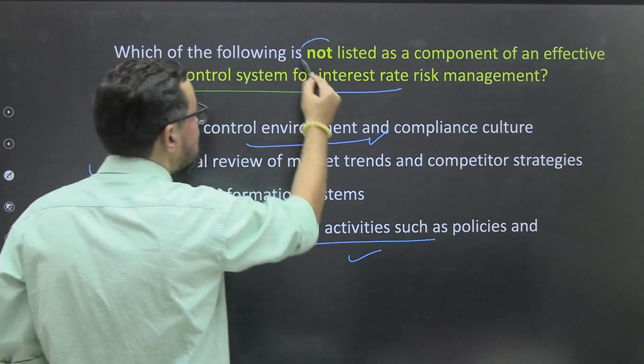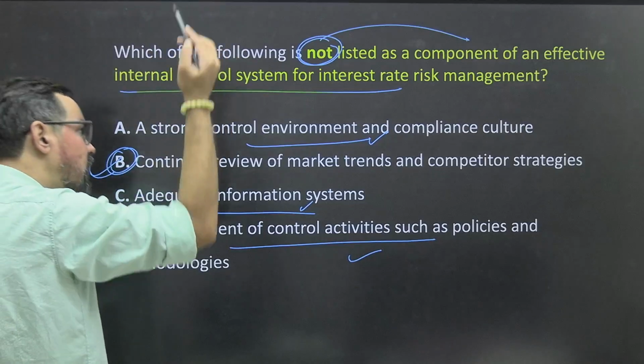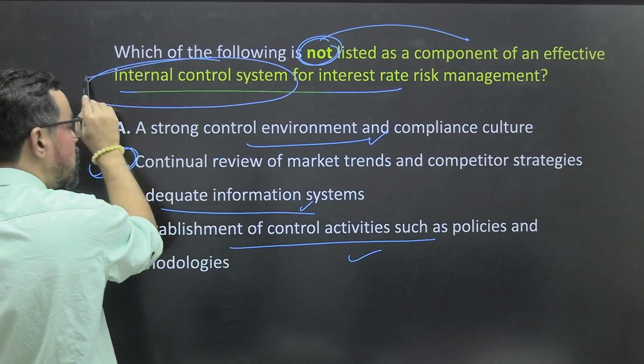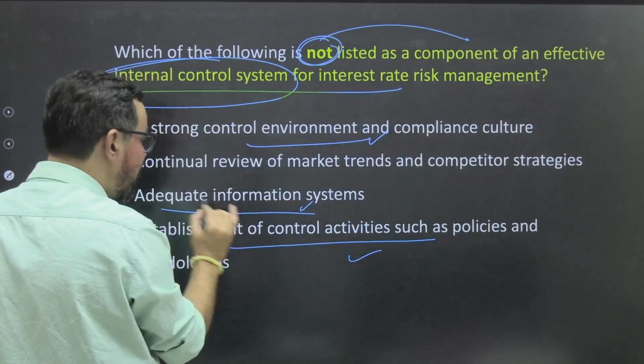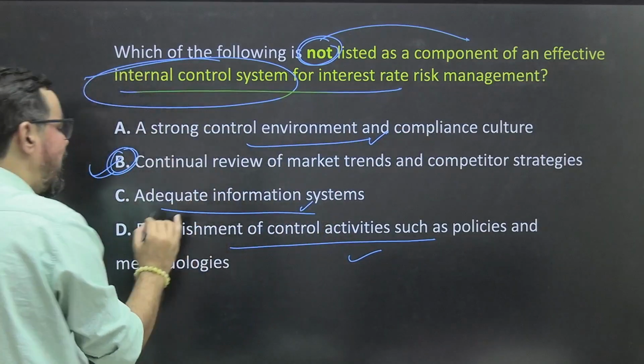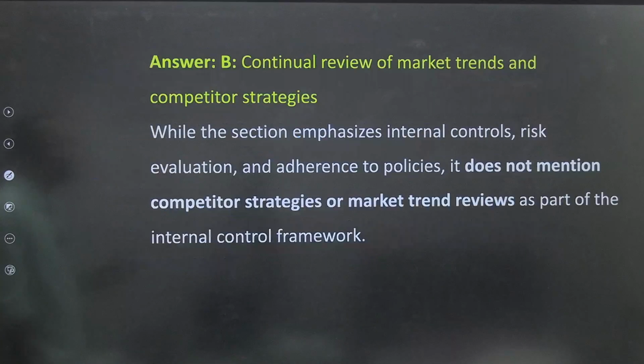What we have asked is which is not listed as a component of an effective internal control system. So a strong control environment and compliance, adequate information system, and establishment of control activities such as policies and methodologies are a must. They are required. So B should be the right answer for this particular one. Okay, so it is something related to this.